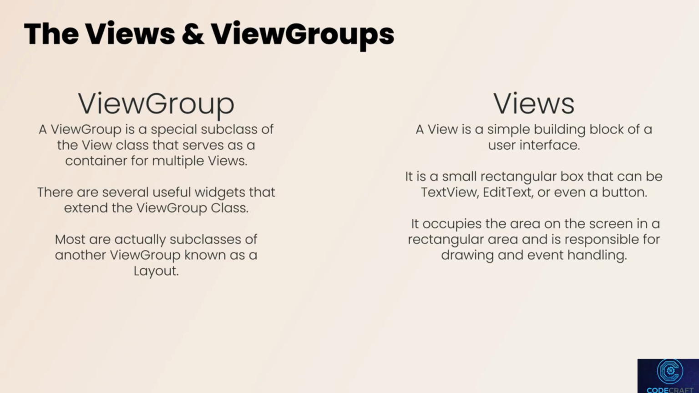View group elements define the structure and hierarchy of the user interface, such as the arrangement of views within a layout. Common examples of view groups include linear layout, relative layout, constraint layout, frame layout, and much more. Each of these view groups has its own rules for arranging child views.